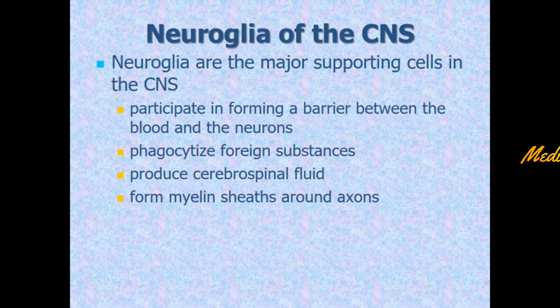They show different types of functions. The first function is that they participate in forming a barrier between the blood and the neurons. This barrier is called the blood-brain barrier. And also they participate in phagocytosis of foreign substances in order to protect the brain from foreign substances. And also they are involved in producing cerebrospinal fluid. They also form myelin sheaths around the axons.